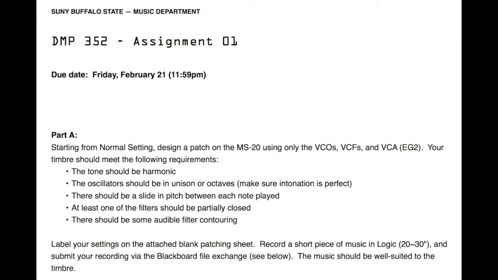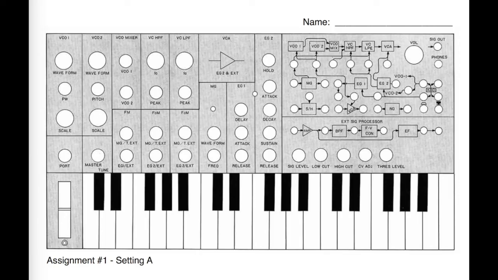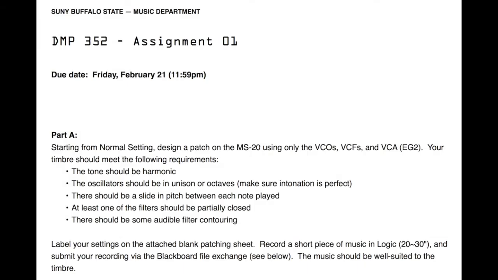So you're going to label your settings on the attached blank patching sheet. That's this last page here. You're going to go ahead and label all your settings. So draw in those circles. You can write the numbers for any knob that's set to a number, like attack or release or filter cutoff. And then in the waveform circles, you can just draw the symbol for the waveform.